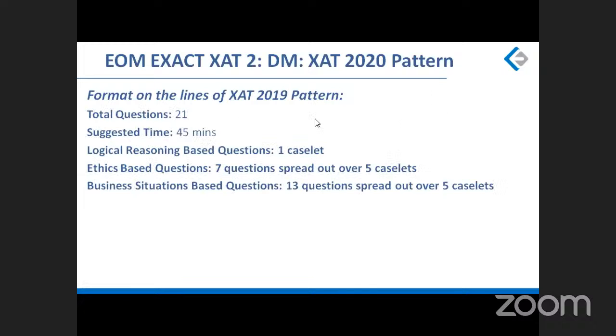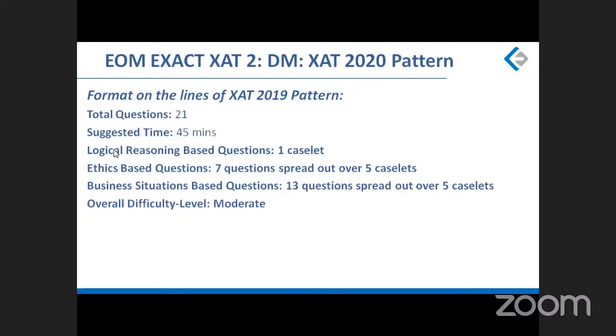Again, XAT 2019 pattern, 21 questions. Technically, I would want you to give 50 minutes to this section, but I've written 45, because I know that this was a very reading intensive section. There were a lot of long caselets, and when I say 45, I know that people would have ended up giving it 50 minutes. Difficulty level moderate.